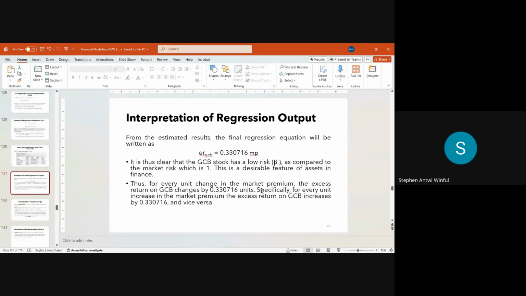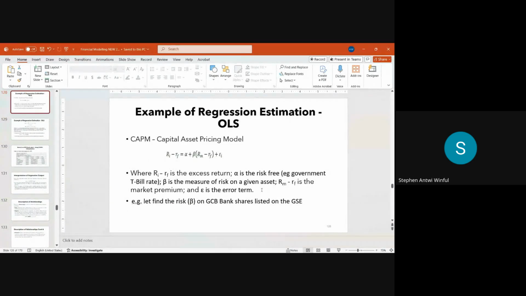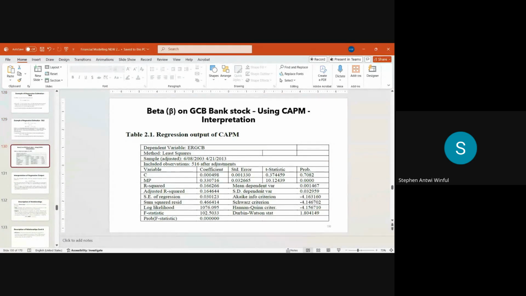So from the estimations, we can write the final equation as ERGCB. In other words, the excess return of GCB is equal to 0.330716. I didn't bring the alpha, which was already in the initial equation, because the alpha, a constant in this equation, was insignificant. Look at the p-value of the C: it is 0.7082. It's above 0.05, which you learned in your statistics earlier.